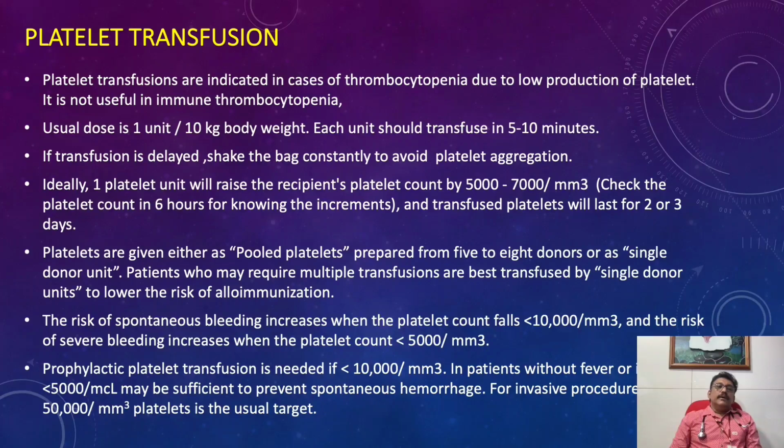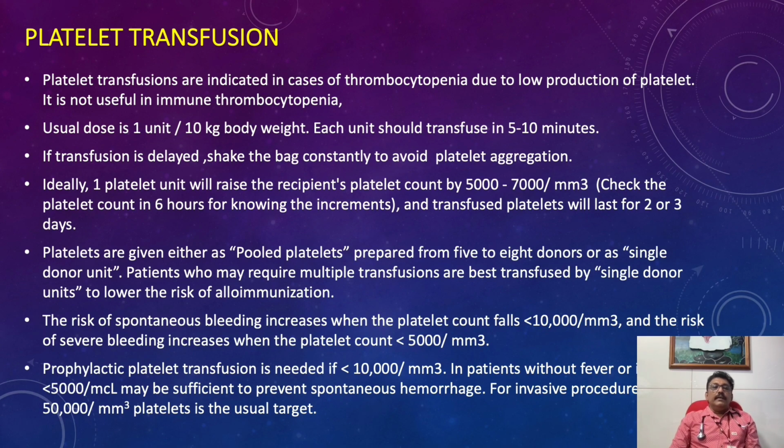The usual dose of platelet is 1 unit per 10 kg body weight, and it should be transfused in 5 to 10 minutes. So you should not keep platelets for a long period. You take the platelet from the blood bank, immediately you have to transfuse, otherwise it will become ineffective. And if we are having any delay in transfusion, slightly shake the bag continuously, otherwise platelet aggregation will occur.